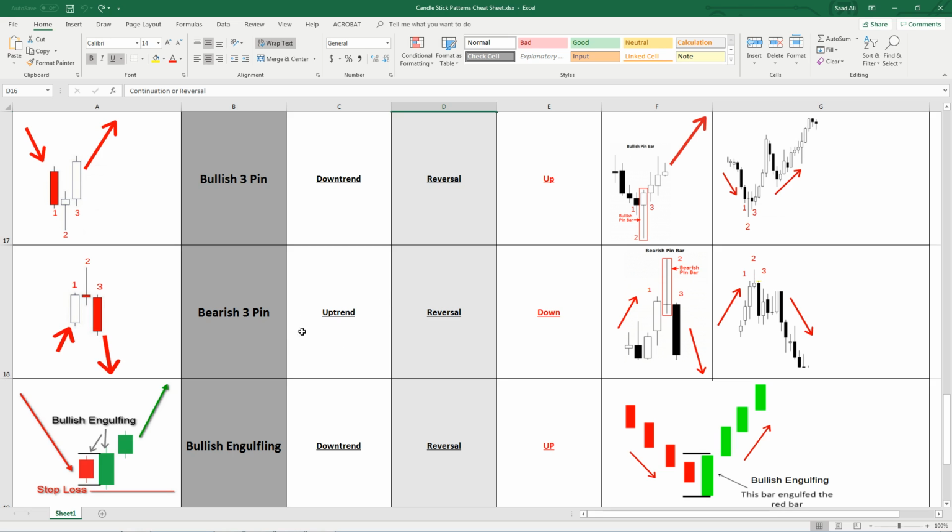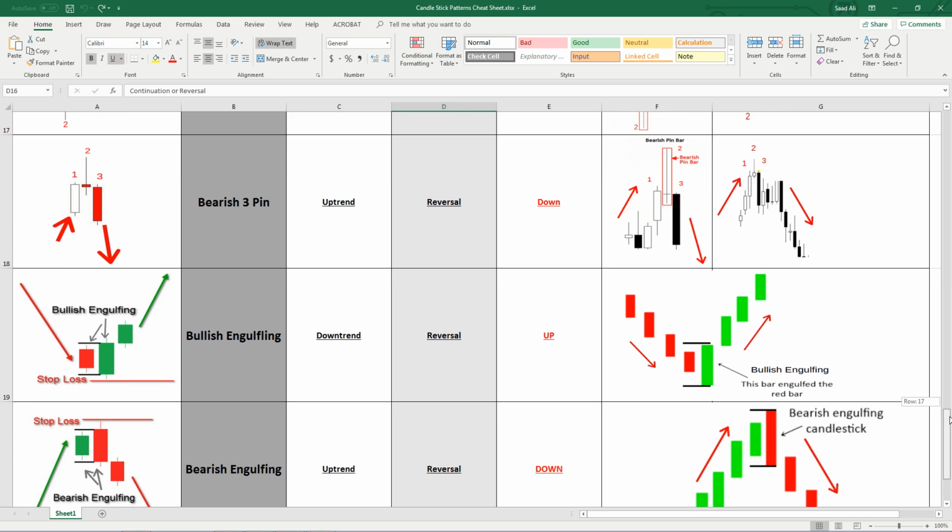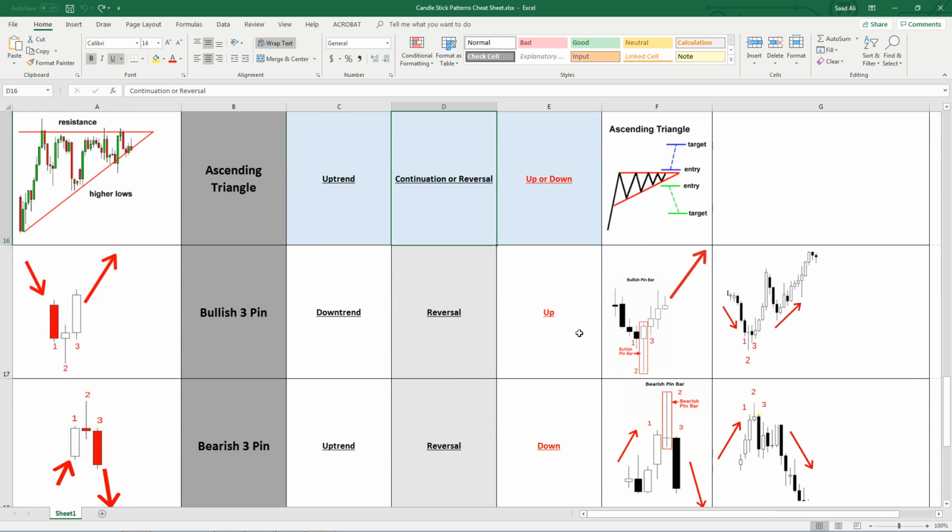This forms during an uptrend. So price was coming up, up, up, up, up, and this is a reversal pattern. The next move is down. So 1, 2, 3, 3-pin formation, and what happened? Price went down. Over here, price is coming up, 1, 2, 3-pin formation, price got hammered down. 1, 2, 3, pin formation, price got hammered down. So that's it for the bearish, and these next two are some of my favorites.